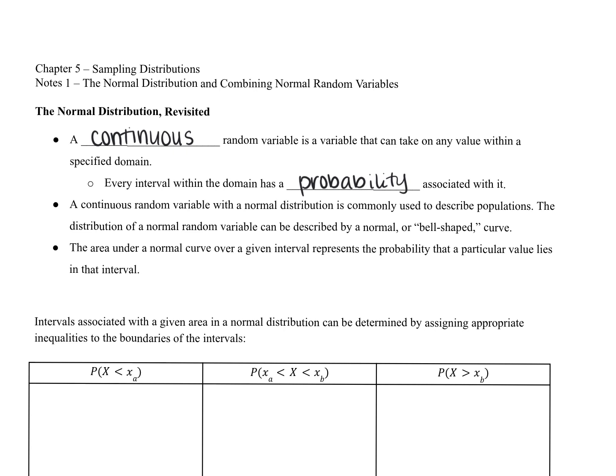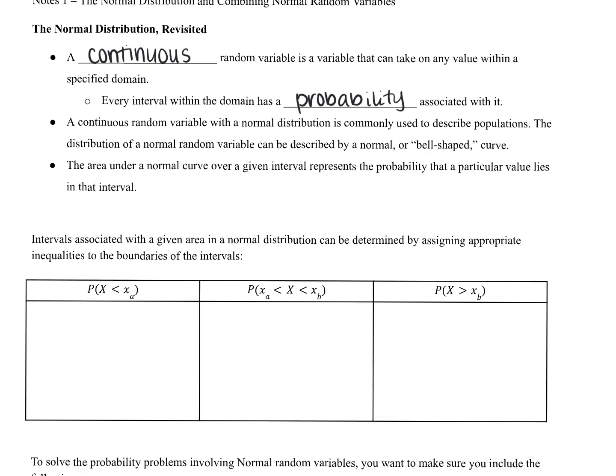So we typically will use a continuous random variable to describe a population. The only way you can really represent that is with a bell curve. And then the area under that curve at any given interval represents the probability that a particular value lies in that interval. So just to review.